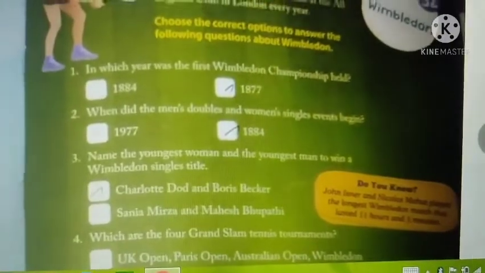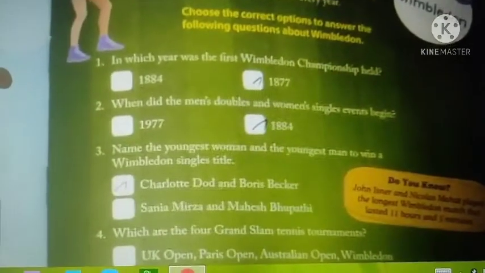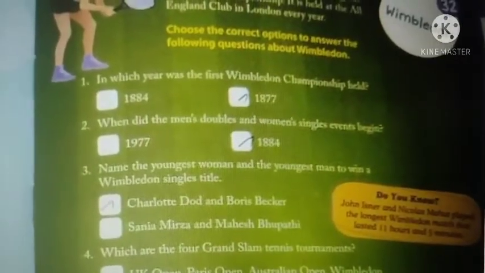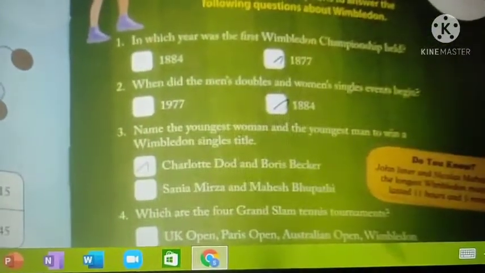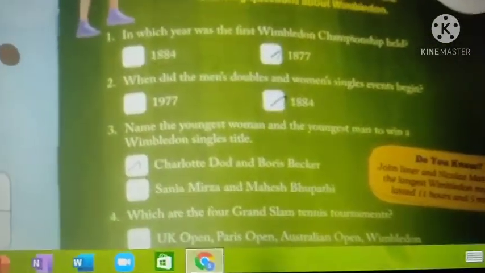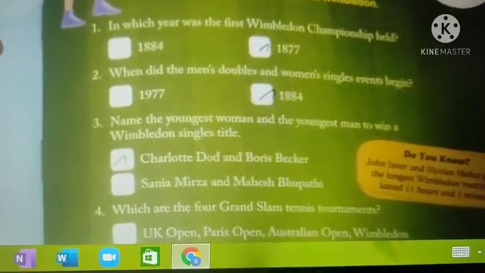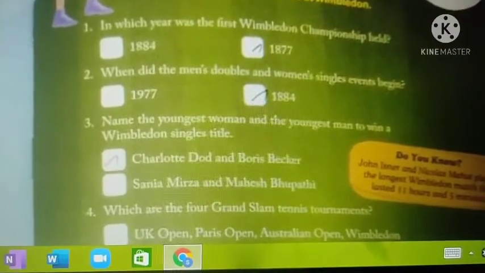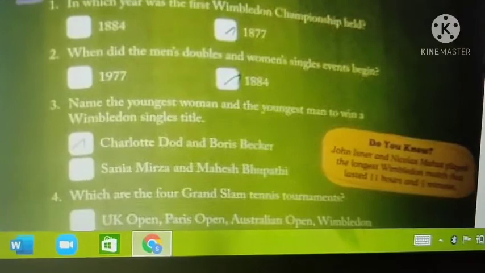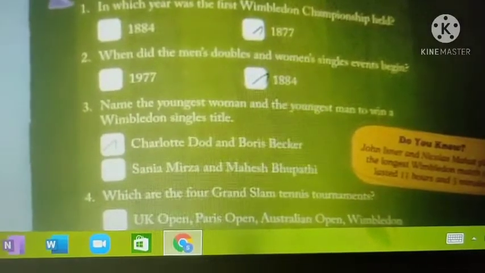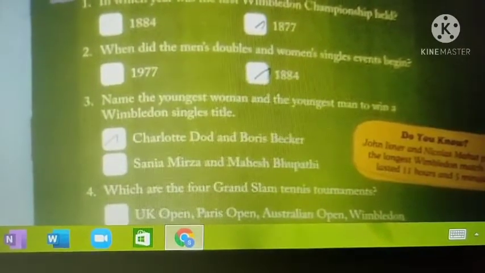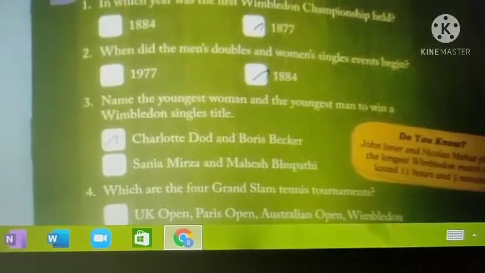Chapter number 32. First question: in which year was the first Wimbledon championship held? Answer is 1877. Tick in that box. Second one: when did the men's doubles and women's singles event begin? 1884. Third one: name the youngest woman and the youngest man to win a Wimbledon singles title. Charlotte Dod and Boris Becker.